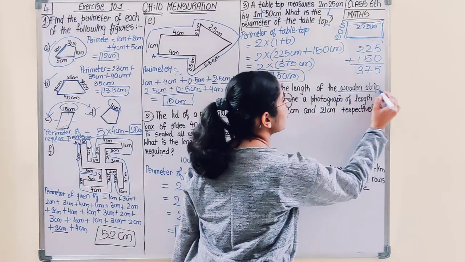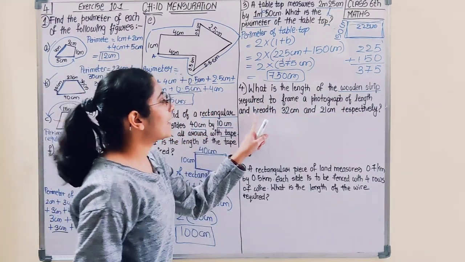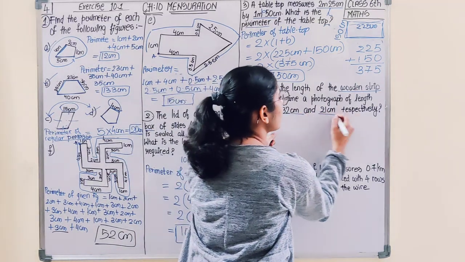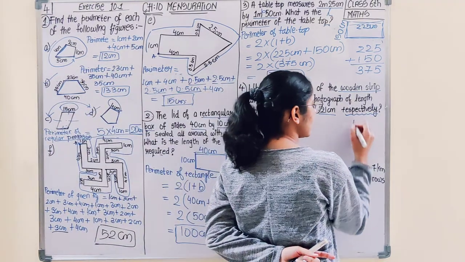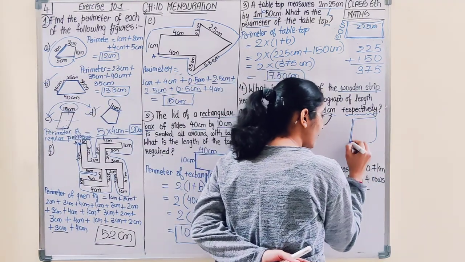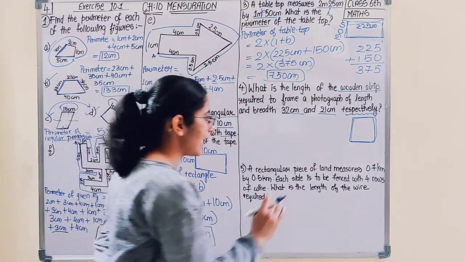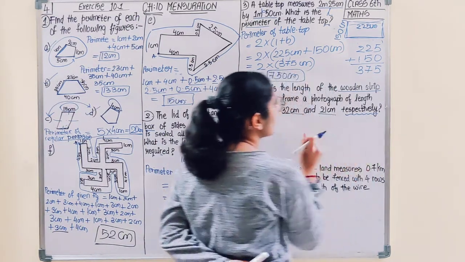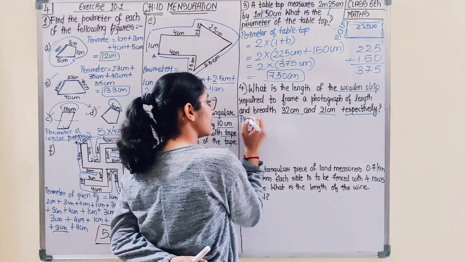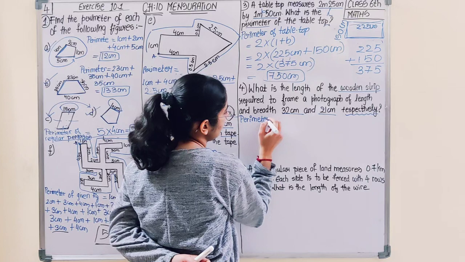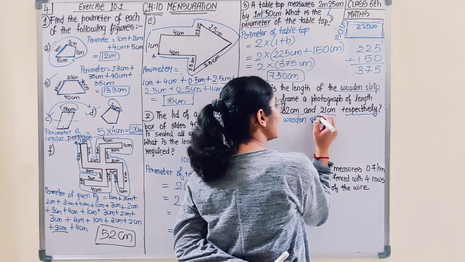What is the length of the wooden strip required to frame a photograph of length and breadth 32 cm and 21 cm respectively? So we are given a photo frame, and on the boundary of the photo frame a wooden strip is fixed, and the length and breadth are given. We have to calculate the total length of that strip. So that means we have to calculate the perimeter of wooden strip, that is total length of wooden strip.